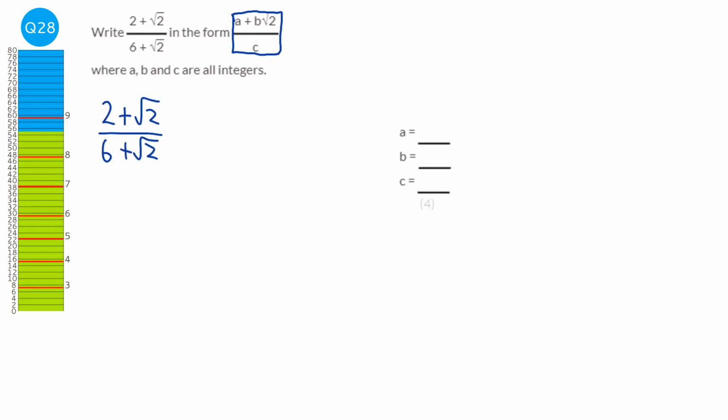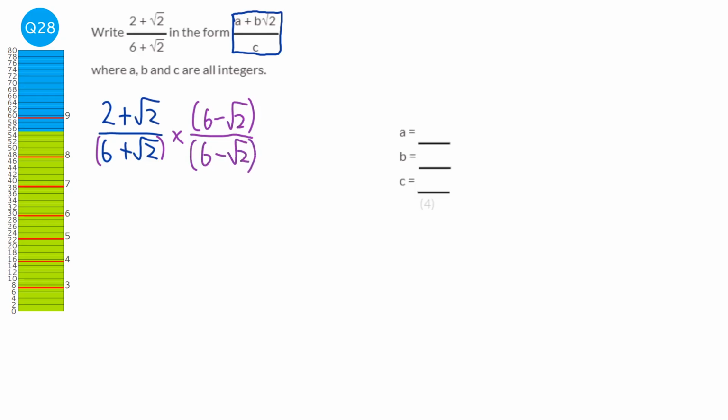Now you might think you rationalise the denominator by timesing top and bottom by root 2, and that would get rid of the root 2 there, but it would actually create a 6 root 2 at the bottom, so it won't rationalise the denominator. The trick here is, imagine that the bottom here is a bracket, and what you want to do is times top and bottom of this fraction by the same bracket, but with the opposite sign in the middle. So instead of 6 plus root 2, it's going to be 6 minus root 2.